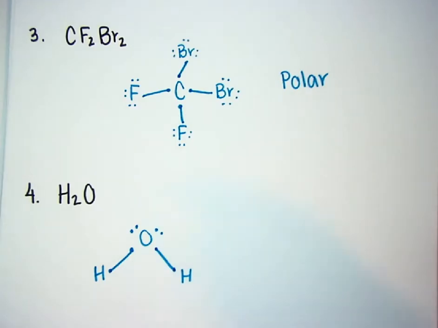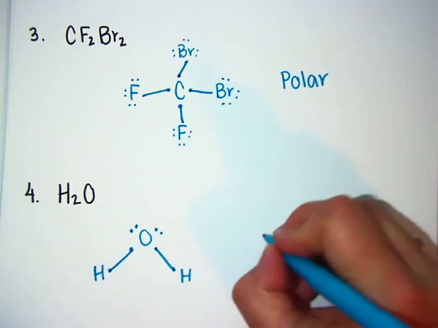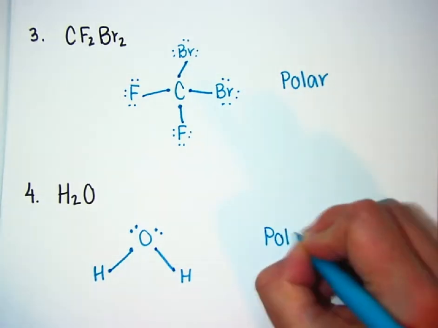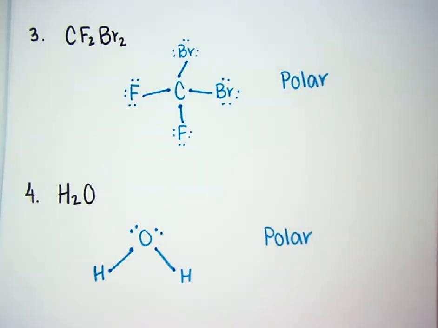So remember our VSEPR geometry. Water is going to be bent, so I drew it according to its VSEPR geometry. Think about this one. Is water going to be polar or nonpolar? Well, look at your central atom. Oxygen has lone pairs of electrons. If there are lone pairs of electrons on the central atom, the molecule will be polar.